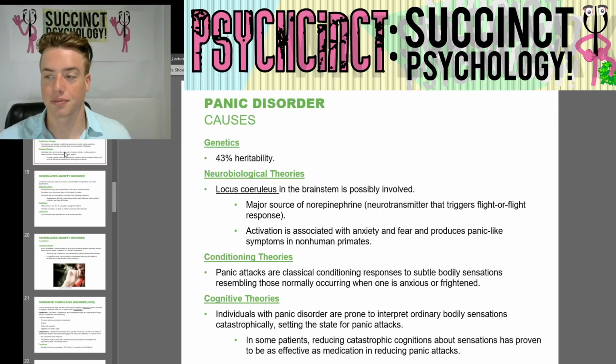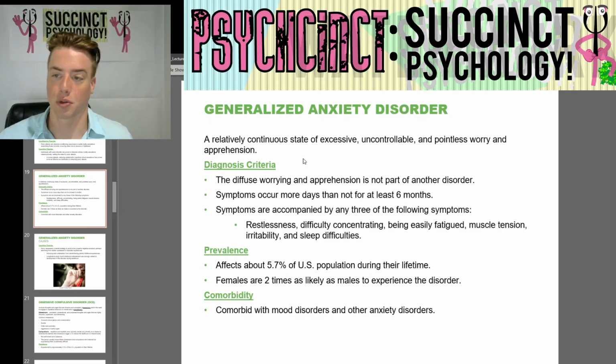eating up y'all's time. So, generalized anxiety disorder: a relatively continuous state of excessive, uncontrollable, and pointless worry and apprehension. So, diagnosis criteria: the diffuse worrying and apprehension is not part of another disorder. Symptoms occur more days than not for at least 6 months, and symptoms are accompanied by any three of the following: restlessness, difficulty concentrating, being easily fatigued, muscle tension, irritability, and sleep difficulties. Prevalence: it affects about 5.7% of the U.S. population during their lifetime, and females are 2 times as likely as males to experience the disorder. It is comorbid with mood disorders and other anxiety disorders.